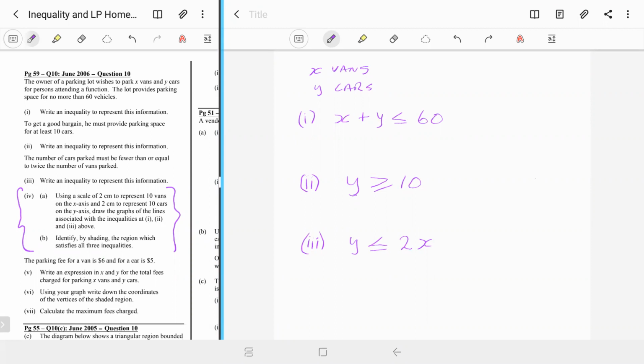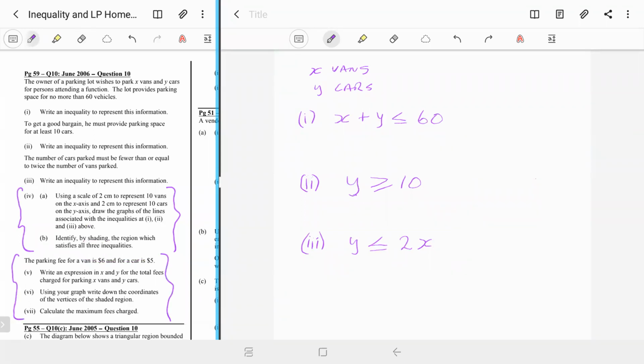We are to draw the graphs of the lines associated with the inequalities in 1, 2, and 3. So basically, I want us to draw the lines associated with those three inequalities. And then after that, I want us to identify by shading the region that satisfies all three. So we're going to shade a common region. The region that satisfies all three is called the common region. And then down here, they might tell about some parking fees.